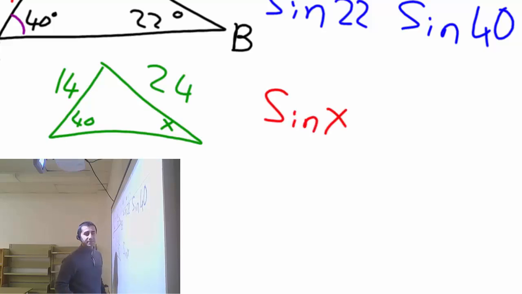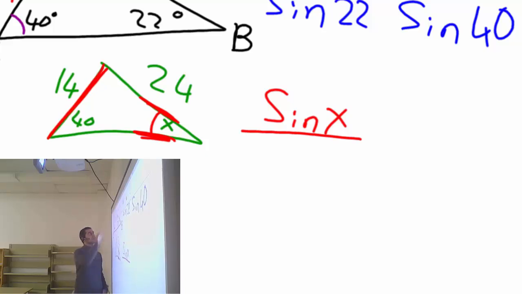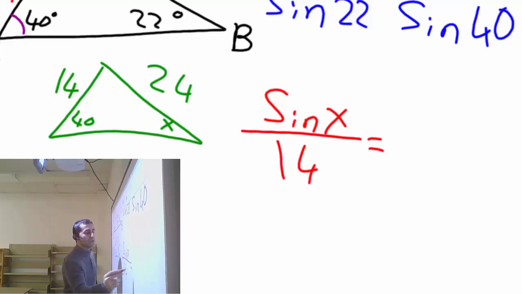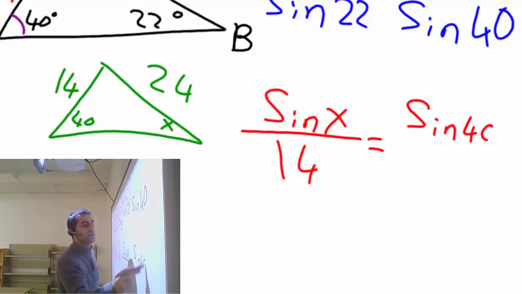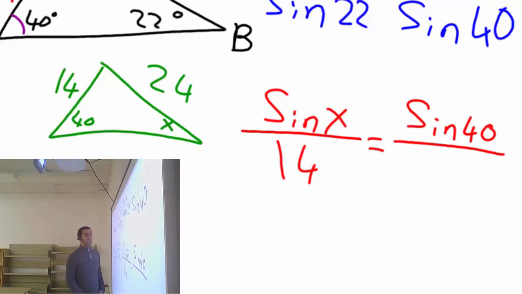Sine x. You always start with x, right? This time sine x goes up, divided by the corresponding side that doesn't touch the angle x, which is 14. 14 equals, and the angle I already know, 40. Do not write down 40. This is an angle. This is not a side. So you need to write down sine 40 equals, you need to divide it with the corresponding side that doesn't touch the angle 40 and is across from it, which is 24. That's the sine law. I got this perfectly right now.